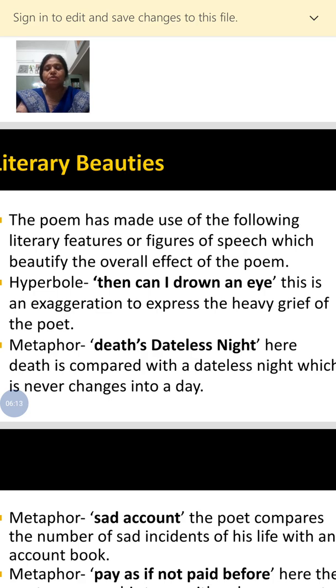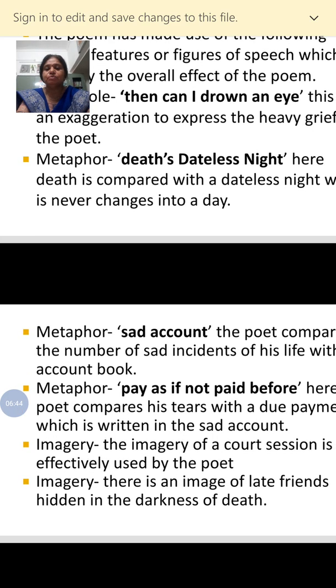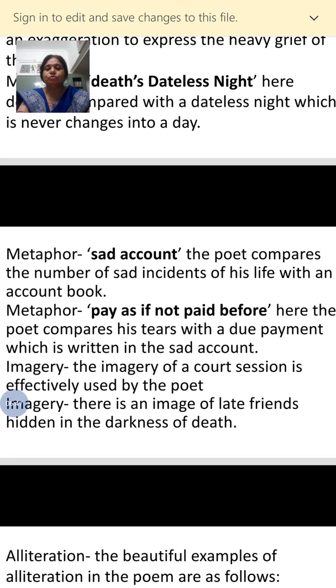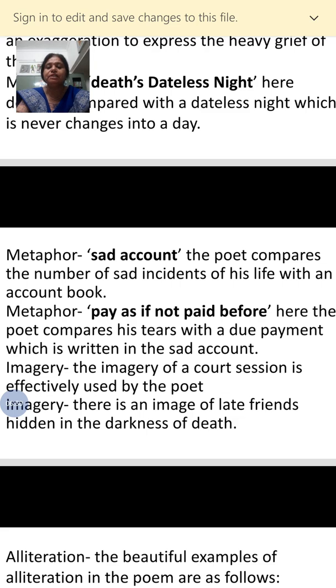Then he has also used metaphor. A lot of metaphors he has used. First is death's dateless night. So here death is compared with a dateless night which never changes into day. So it means that his friends who are hidden in the night of death can't be found because they are under the darkness of night which never changes itself into day. Then another metaphor can be found in this poem, that is sad account. In the expression sad account, the poet compares the number of sad incidents of his life with an account book.